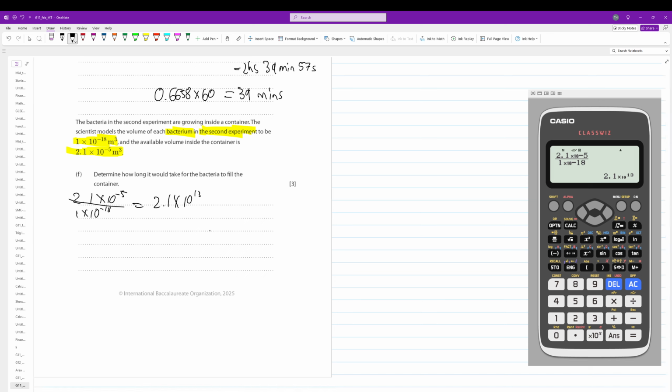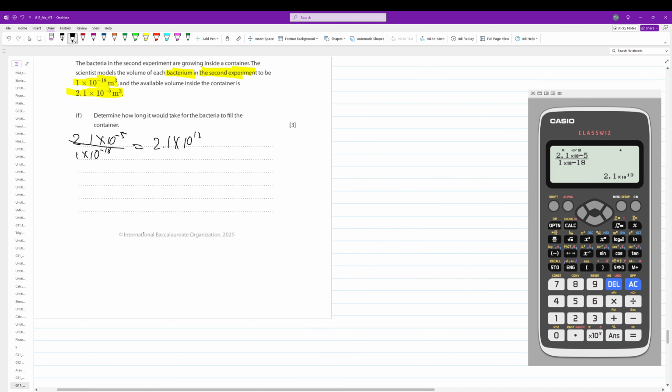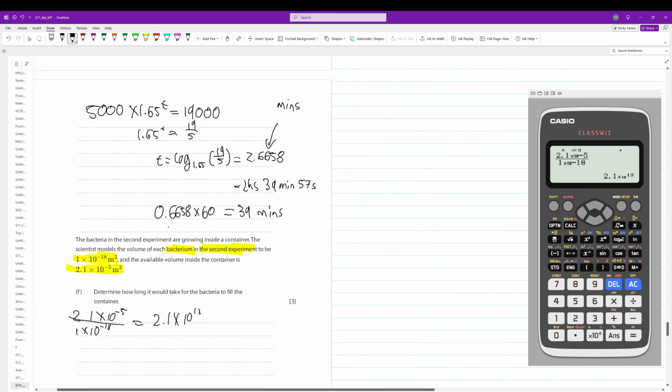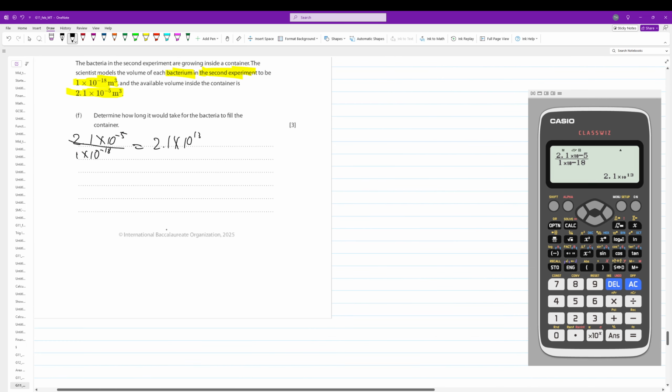Does that make sense to me? Yes, it does. Because I've got an incredibly small thing, bacteria, trying to take up an entire jar. So yes, it's going to be a very large number. This makes sense to me.